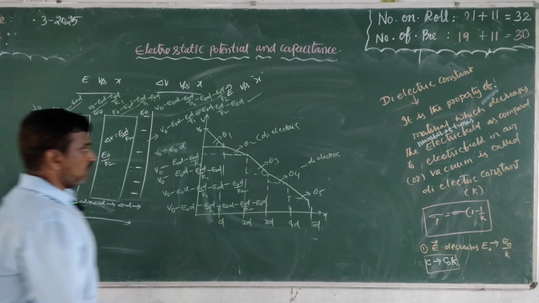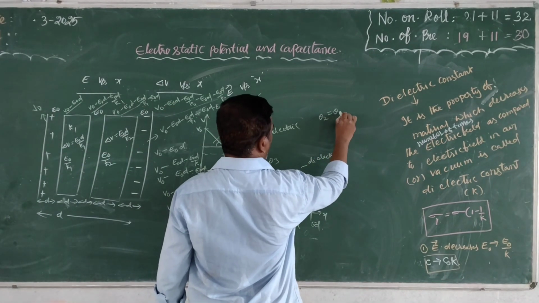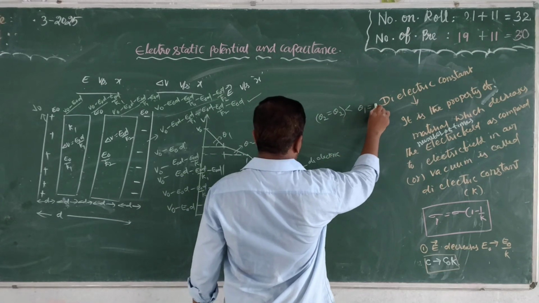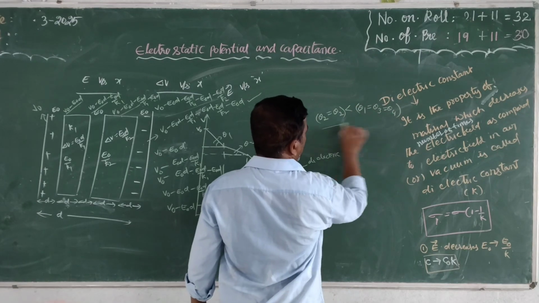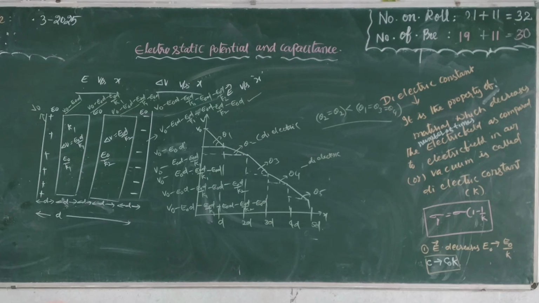See here, theta 2 equal to theta 4 is less than theta 1 equal to theta 3. So that is the condition. This is the graph of delta V versus x.